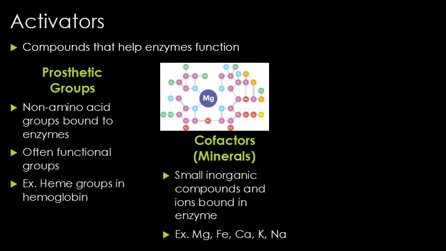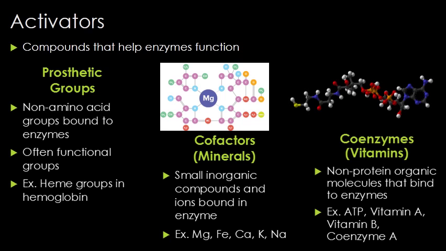Cofactors, which we commonly know as minerals, are inorganic compounds and ions bound in an enzyme. So up above here we have magnesium in the center of this molecule, which is a chlorophyll. And so magnesium is a cofactor there. Now, coenzymes are different. These guys are organic, but they're not proteins. We typically call these vitamins, and ATP is an example we've talked about before. You also have things like vitamin A, vitamin B, coenzyme A, NAD+, FAD+, all things that we'll talk about more later on. So activators help enzymes function. So all three of these will encourage an enzyme to do what it needs to do.